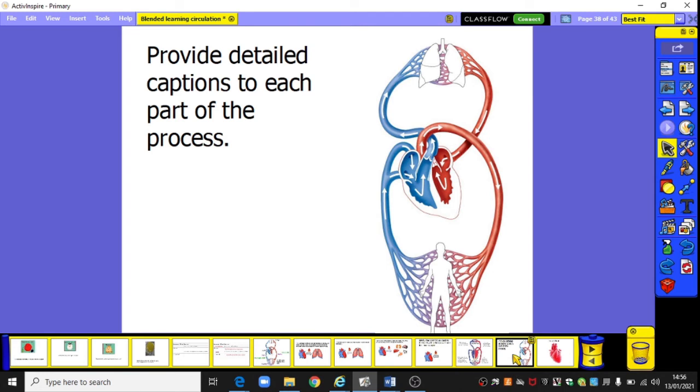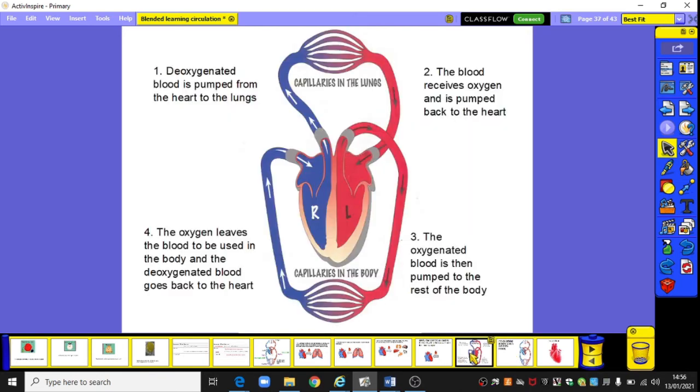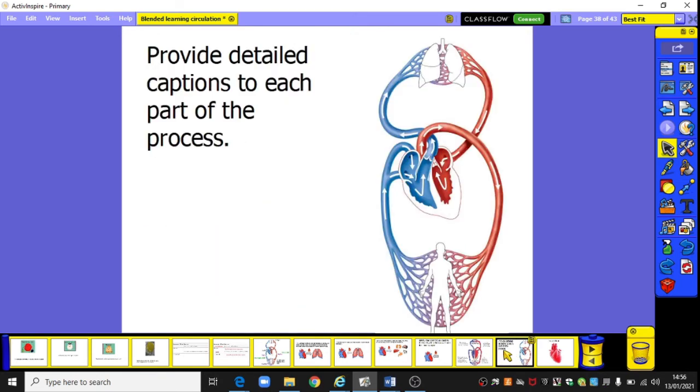Now your job is to provide detailed captions to each part of the process. Yours might look a little bit like mine, particularly if you're cutting and sticking the captions onto your diagram. Pause the video and add on your captions now. If you want to go back, you could listen to the explanations again so you can see what you need to provide in your caption detail.